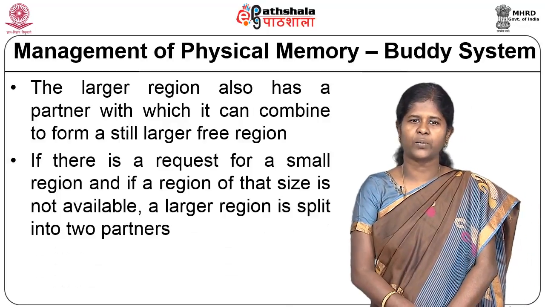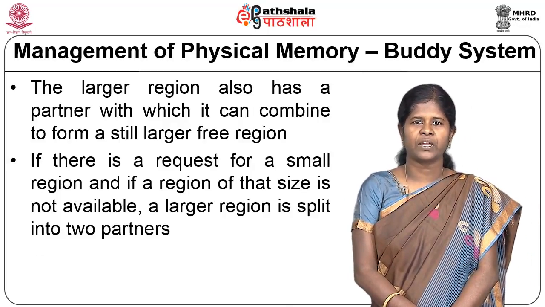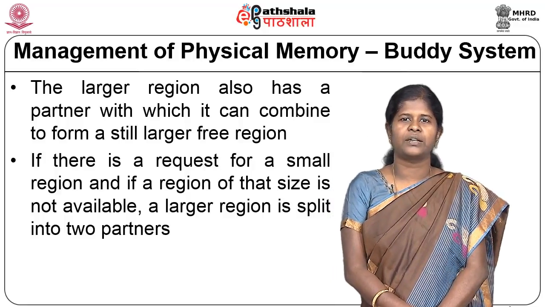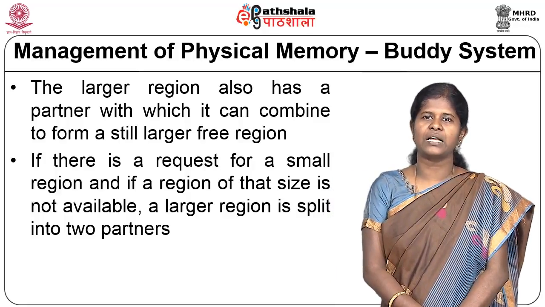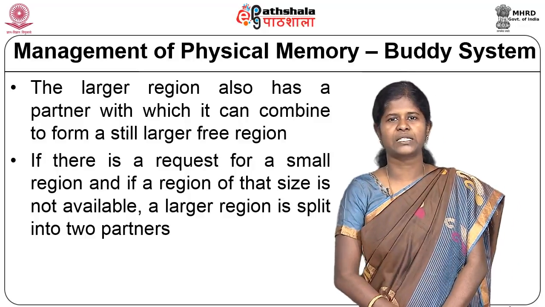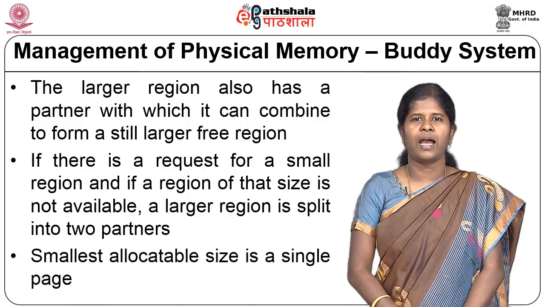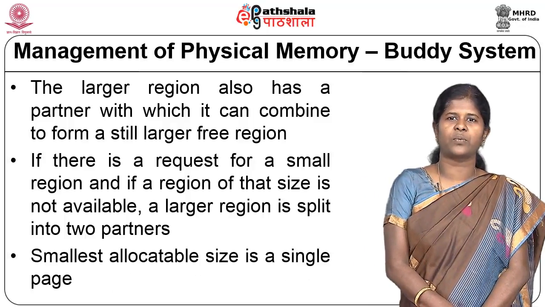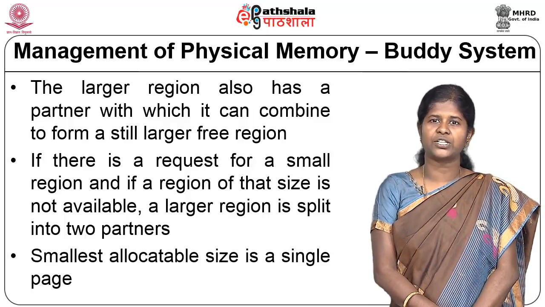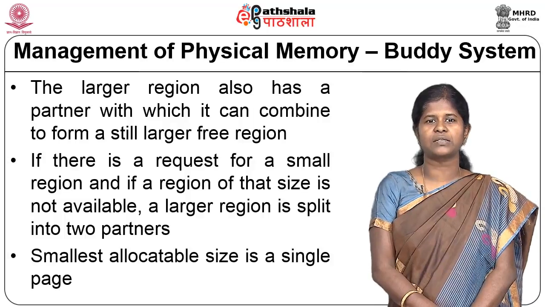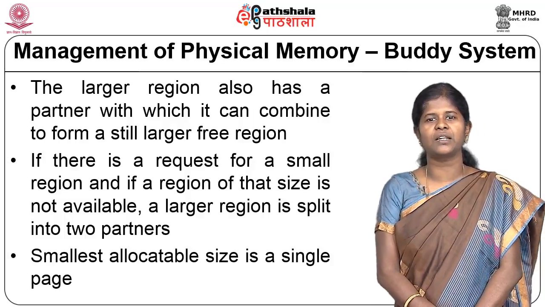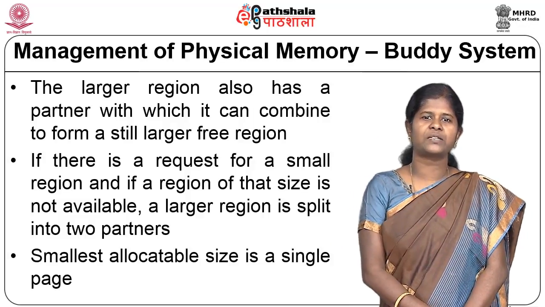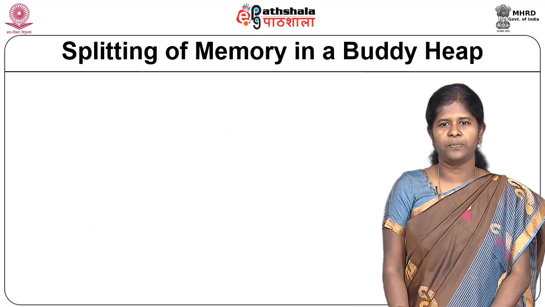So, if there is a request for a small region and if that region size is not available, then what is done? A larger region is picked up and it is split into two partners, and those two partners are checked to see if you can allocate for the smaller request. Even if it is still larger, it will again be split into two more partners, but the splitting can happen till it goes to the size of a page, that is, the smallest allocatable size is a single page.